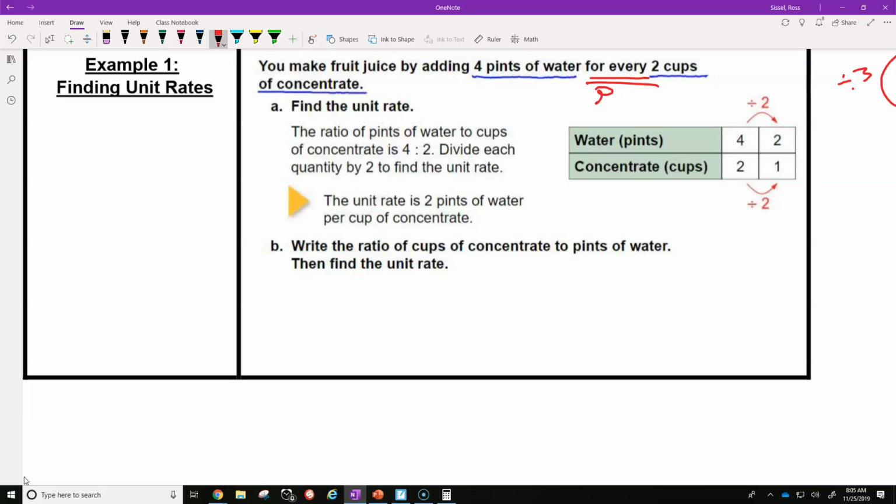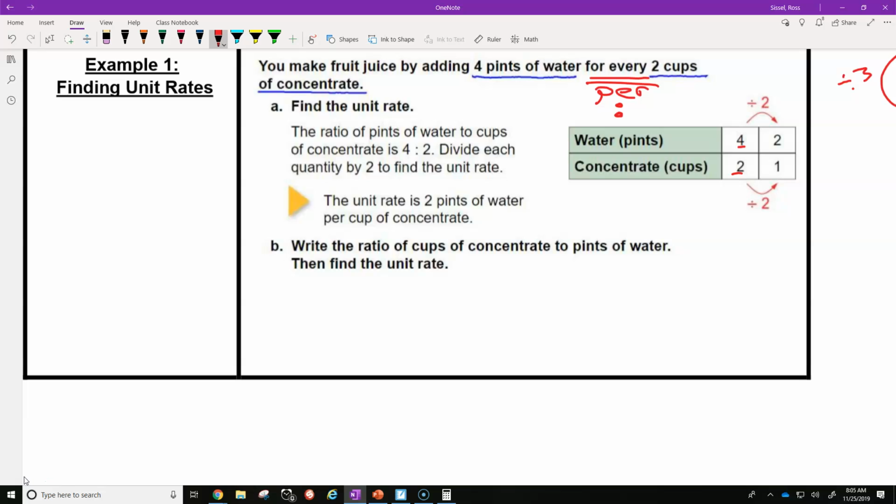That's the same thing as saying per, and that's the same thing as saying I have a ratio. So it is 4 to 2, water to concentrate. Now I want to know how much a unit rate is. I want to know how much water I put per cup of concentrate.